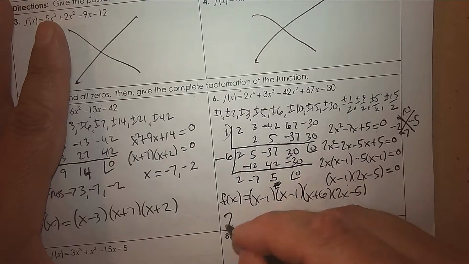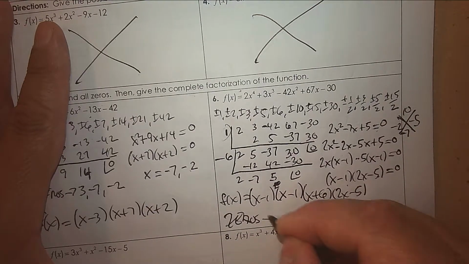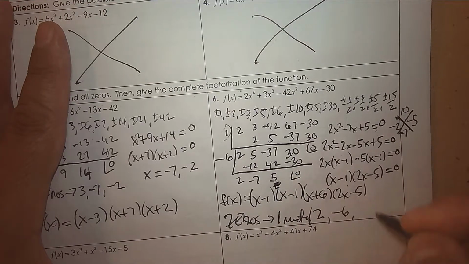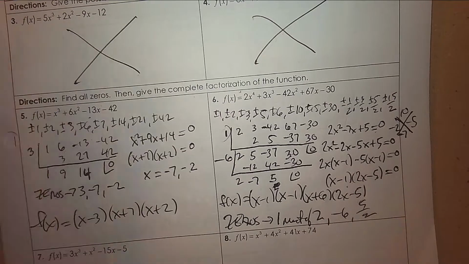So the zeros, I don't need to write down. The positive 1 has a multiplicity of 2, negative 6, and then add 5 and divide by 2.